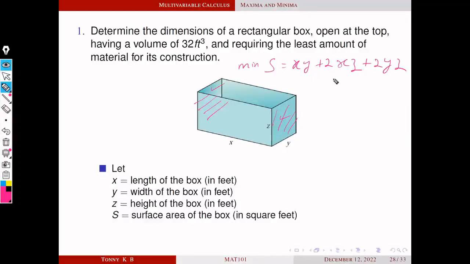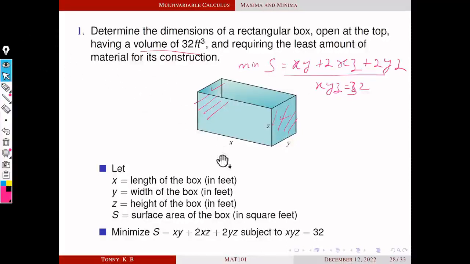And subject to what? Subject to a condition. What is the condition? The volume is given. Volume is 32 feet cube. What is the volume of this box in terms of x, y, z? Yes, xyz equal to 32. So we have to minimize this quantity subject to this condition. That is our mathematical version of this problem. Minimize S equal to xy plus 2xz plus 2yz subject to volume xyz equal to 32.